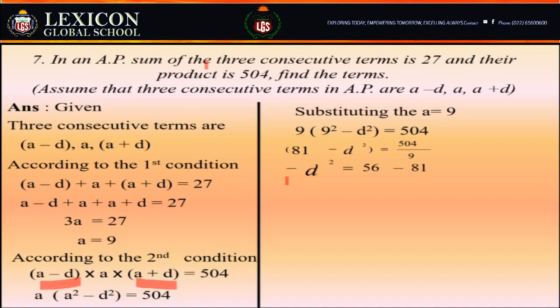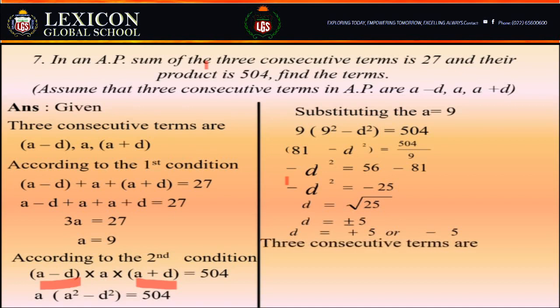So, minus d square, when I subtract 56 by 81, I get minus 25. Minus minus gets cancelled. I take the square root of d. So d is equal to square root of 25. D is equal to plus or minus 5. Now I am going to either take the value of plus 5 and minus 5 to find out my answer. So the three consecutive terms were a minus d is equal to 9 minus 5 is equal to 4. A was 9 and a plus d, 9 plus 5 is equal to 14. This was when I considered 5 as my difference.